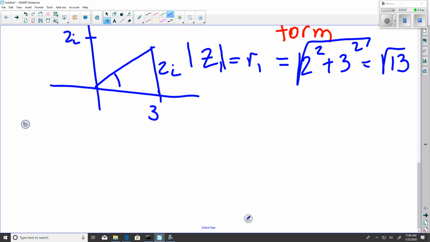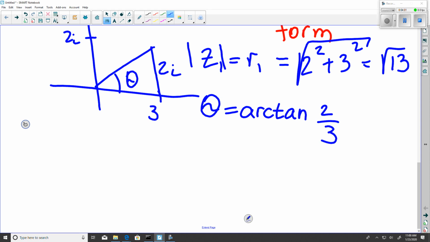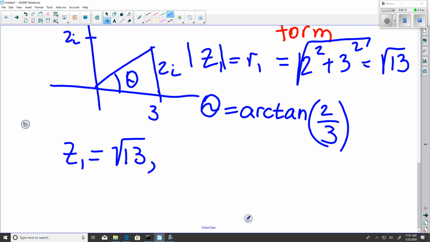And angle will be theta. Theta will be arc tangent of 2 over 3. I have no calculator, but you guys know how to do that. Some number. And then you can write that z1 could be expressed as root 13, comma, and, yeah, anyone knows the number? 34? Thank you very much. Let it be that way. So we discussed how to convert rectangular to polar, and you practiced that in Delta Math. That should be familiar to you.